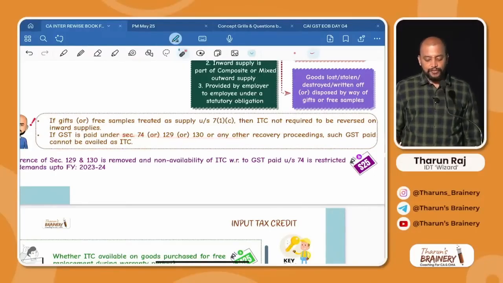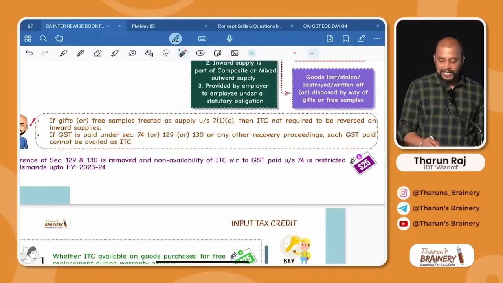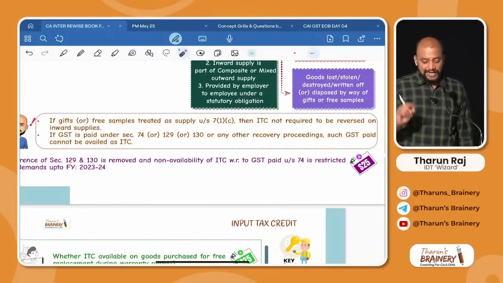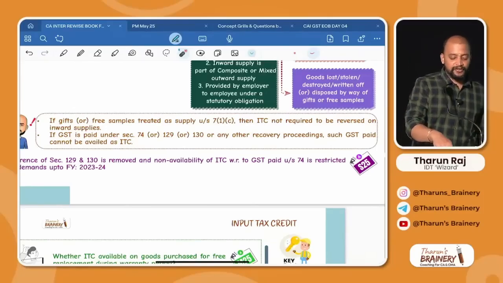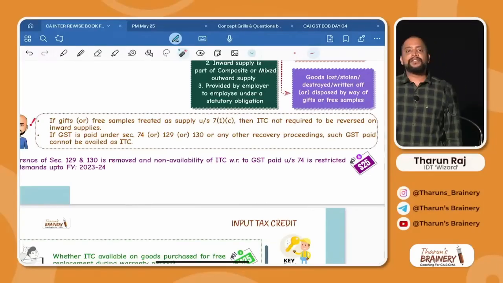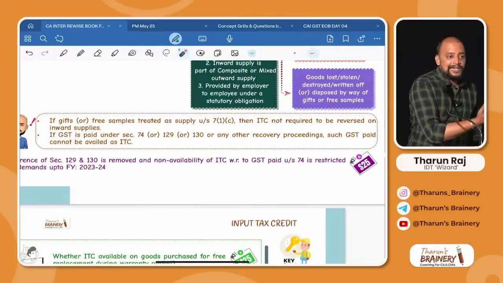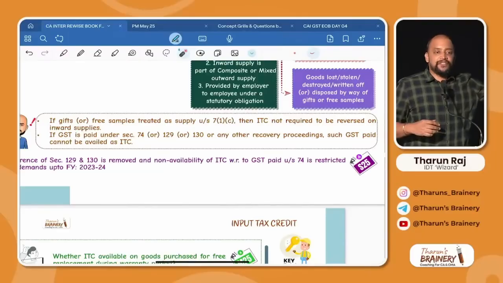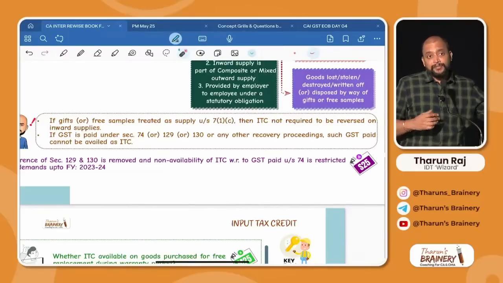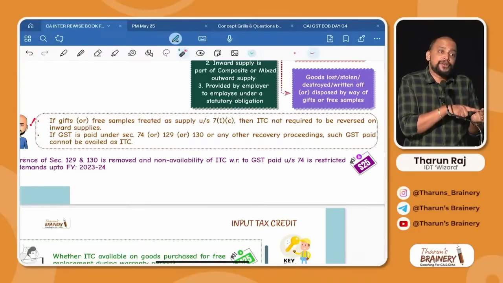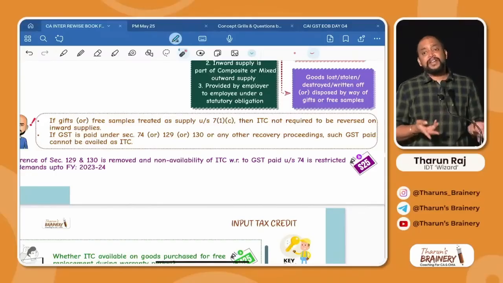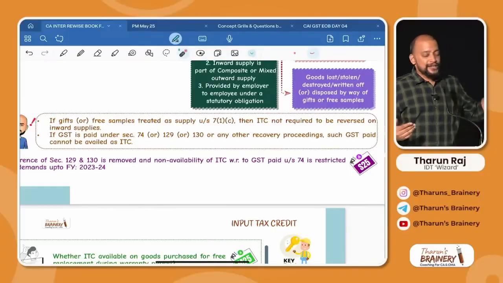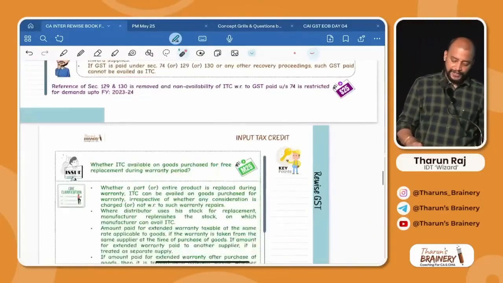GST paid under 74, 129 or 130 or any other recovery proceedings cannot be availed as ITC. So you can leave that point. I'll just give you an idea of what it is about, not important for intermediate. If I'm your supplier and I'm not paying GST voluntarily, but the government has recovered it from me, first of all I will not report it in GSTR-1, correct? When I am not reporting it in GSTR-1, naturally it will not come in 2B, so you cannot take ITC. So no need to read that point.